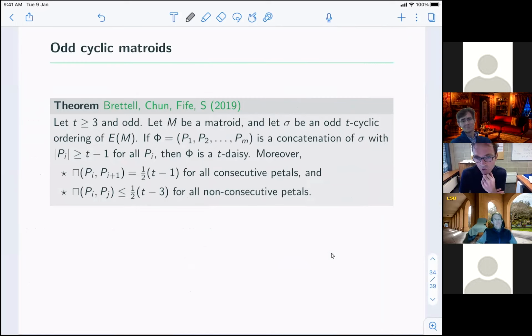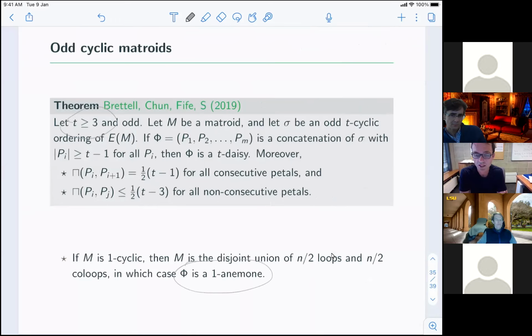Why do you need T to be at least 3? Because if you're 1-cyclic, you're actually a 1-anemone. Half the elements will be loops, half the elements will be co-loops. You put an ordering, so it's loop, co-loop, loop, co-loop, loop, co-loop. There's an ordering, and that will give rise to a 1-anemone.